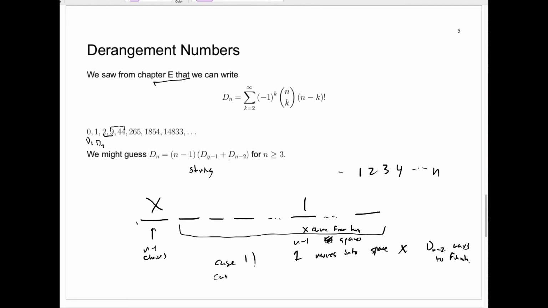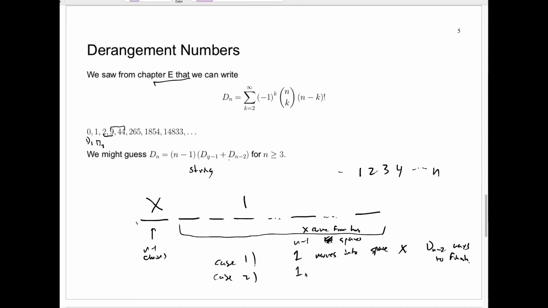What about case 2? And now for case 2, I'm going to erase the 1 here. Case 2 is that the 1 goes somewhere else other than in position x. Let's say the 1 goes here. Remember, this is position x there. Well, I claim now there are, well, let me actually write that in here.